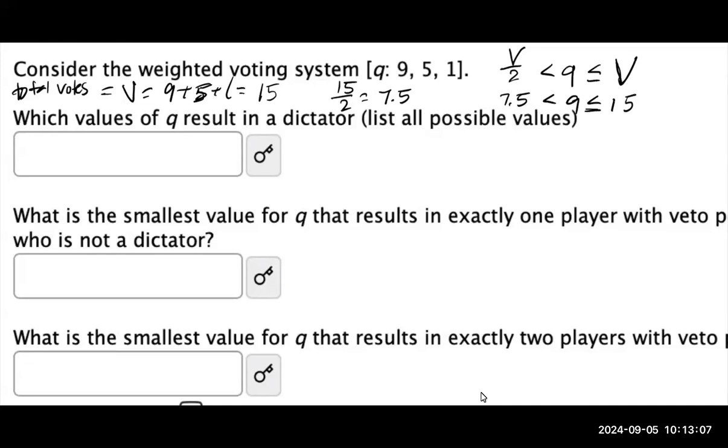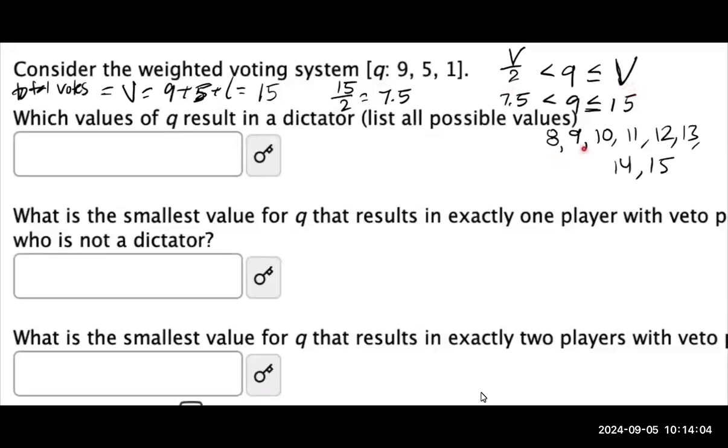So really the first value that Q can take on is 8, because the first whole number greater than 7.5 is 8. Then it could also take on 9, 10, 11, 12, 13, 14, or 15. Those are the values that the quota could take on. It seems like a really long list. But we used this formula to narrow down what the possible values of Q can be.